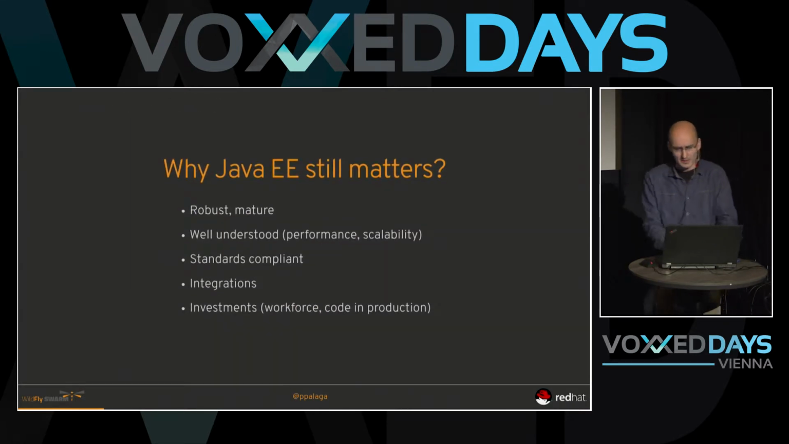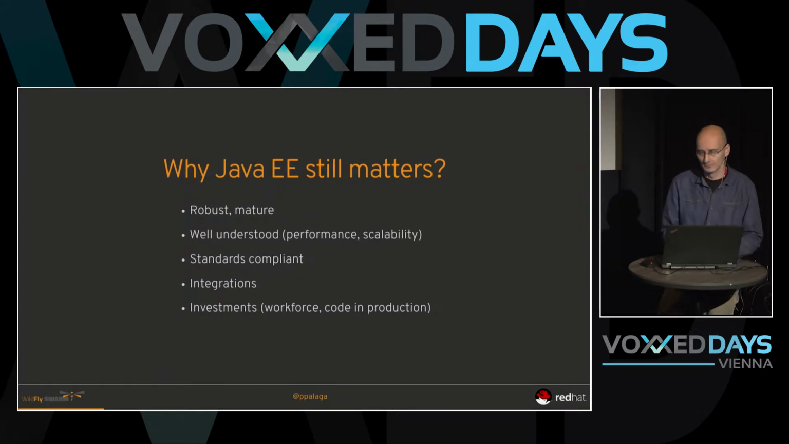Why does Java EE still matter with this new mindset? There's a couple of good reasons for this. First, it's robust in nature. It's well understood, mainly in terms of performance and scalability. It's standards compliant, and there's a huge amount of many kinds of integrations available, be it databases, messaging, whatever.